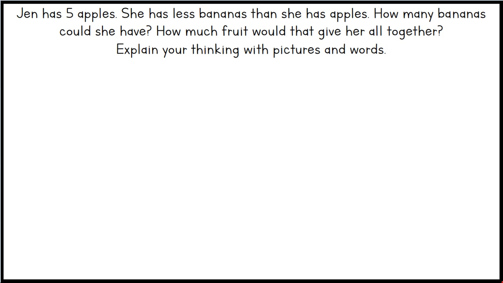So this problem already feels a little bit different than what we worked with last week because it only gave us one real piece of information, one number, okay? So it told us that she has 5 apples. And one more thing, I want to talk about how this problem does have us still explaining our thinking with pictures and words, so we're still solving it 2 different ways, all right? So back to what we know. We know that Jen has 5 apples. So I'm going to go ahead and draw my 5 apples.